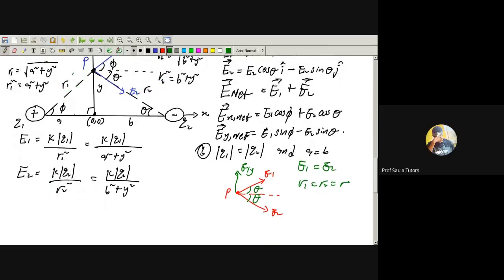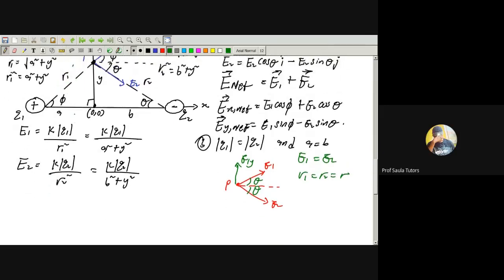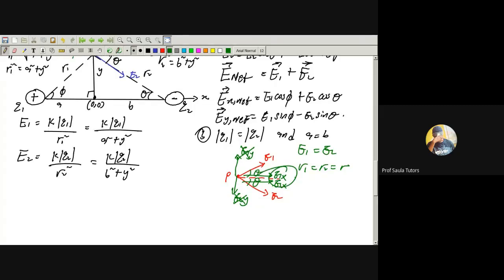Exactly. Now, if I resolve E1, I'll have E1y. If I resolve E2, I'll have E2y. If you observe, E1y and E2y will cancel out each other. It means that we don't have any y component. If I resolve to the x-axis, I'll have E1x and E2x. So my total net field should be from the x components, while the y components cancel out each other. Are you following?